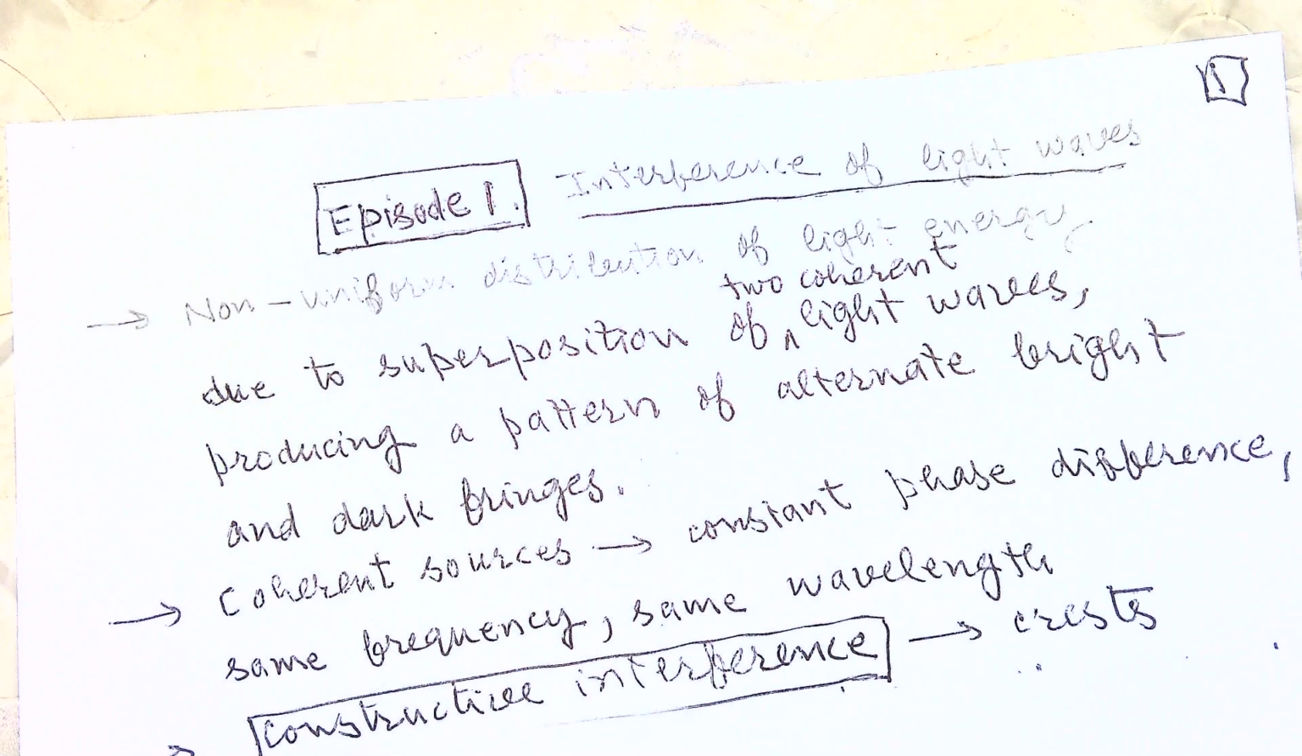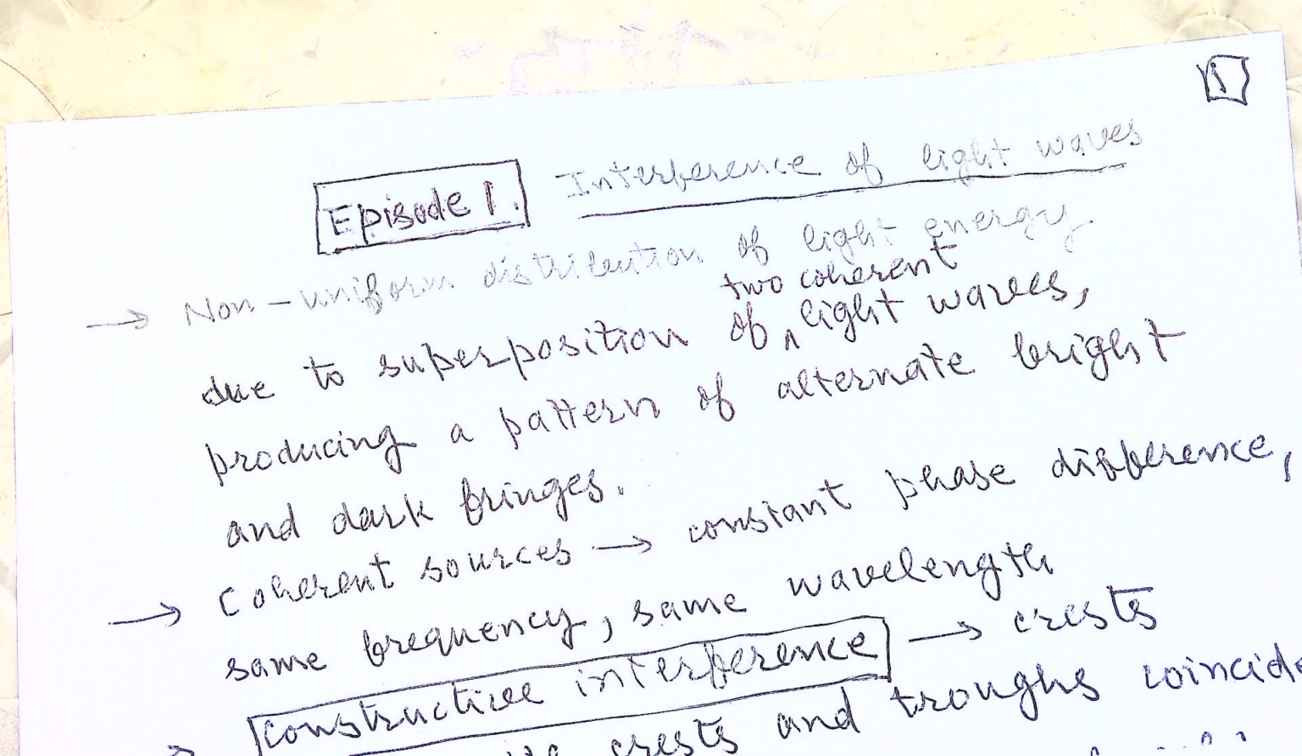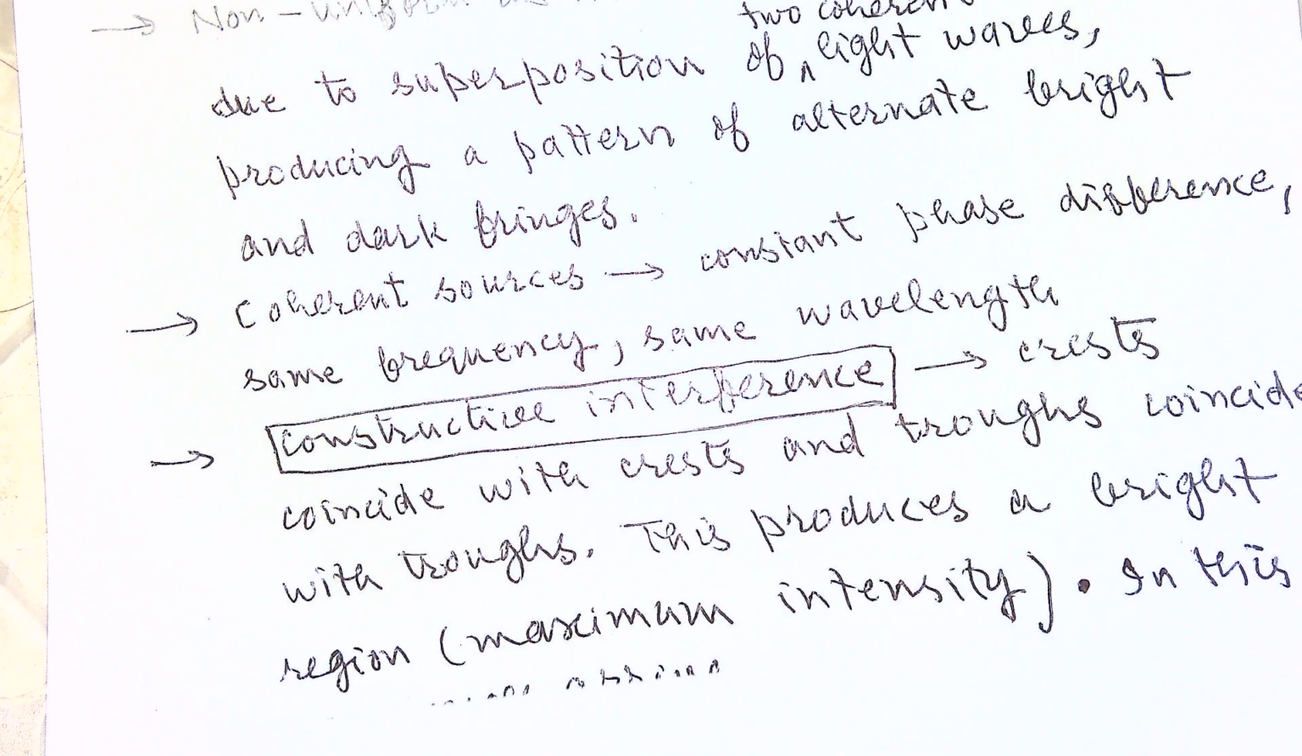Let us now talk about constructive interference. Interference is broadly of two types. Number one is constructive interference. Number two is destructive interference. In constructive interference, crests coincide with crests and troughs coincide with troughs. This produces a bright region, that is, maximum intensity.